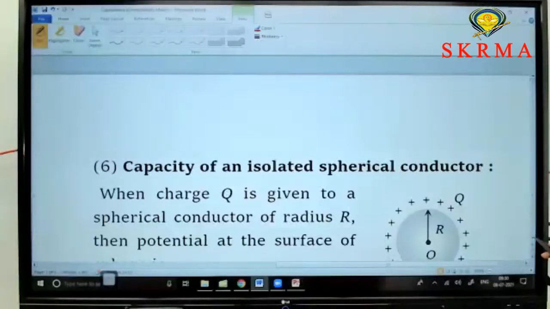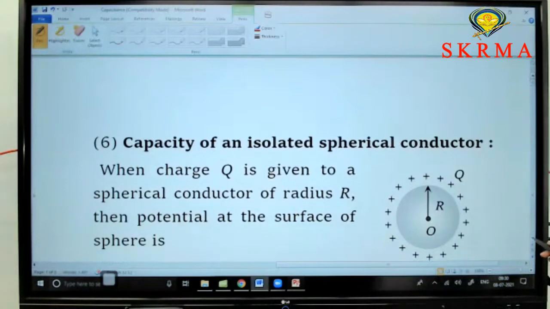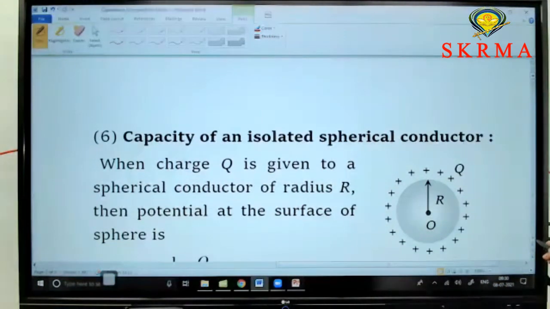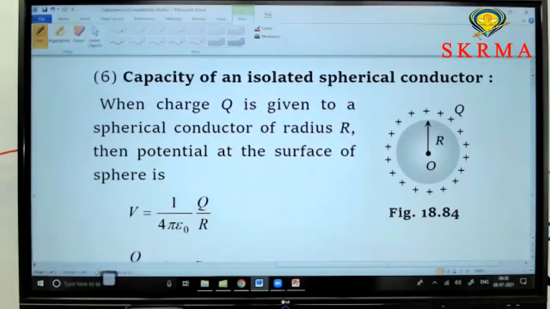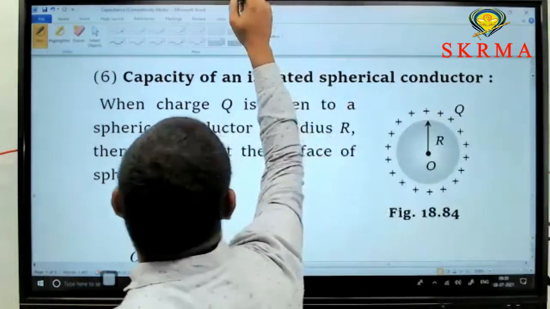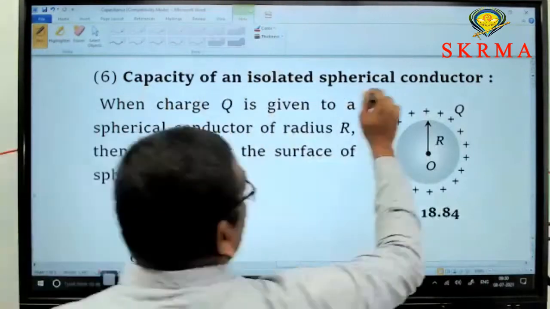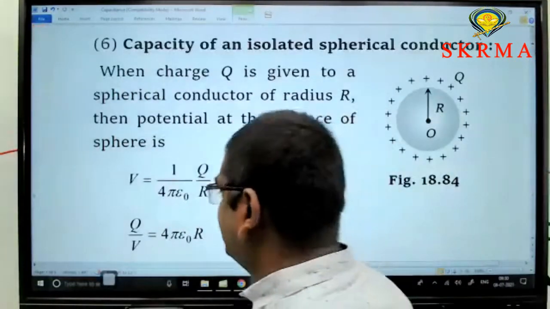So next point, capacitance of an isolated sphere.